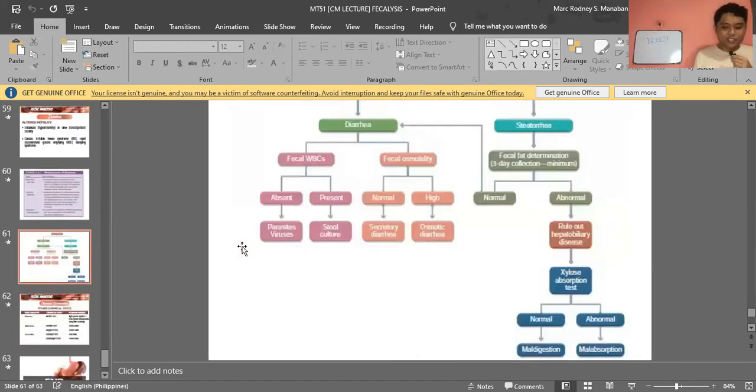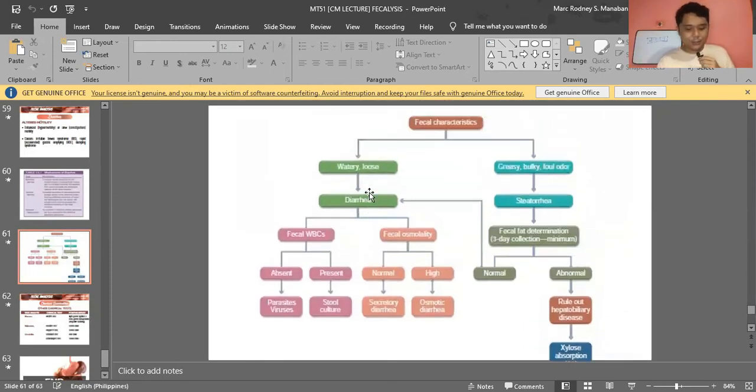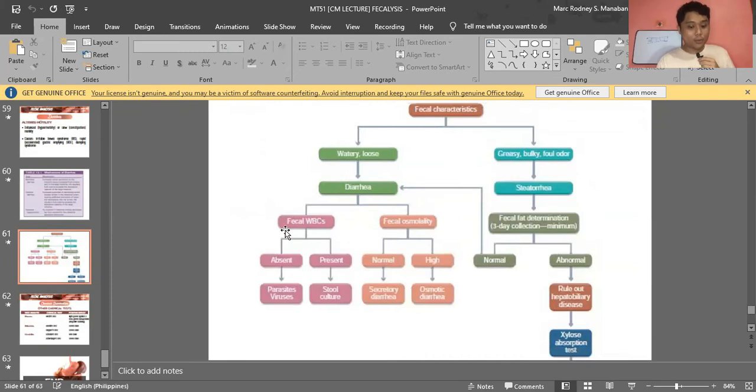Okay. And for differentiation na lang of your diseases, no? For fecal characteristics, if watery siya, then that's diarrhea. You then look for WBCs or the fecal osmolality. If na WBCs, then that's bacterial. So you request for stool culture. If wala WBCs, could be parasites or viruses. And then for fecal osmolality, if normal ra siya, you have secretory diarrhea. And kung high imuhang fecal osmolality, you have osmotic diarrhea.